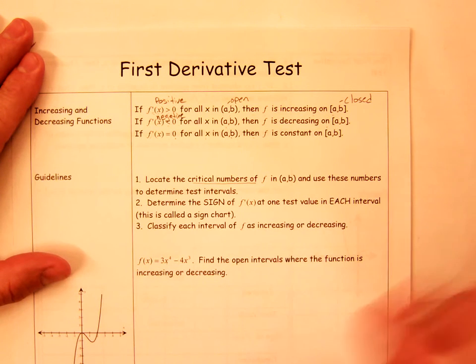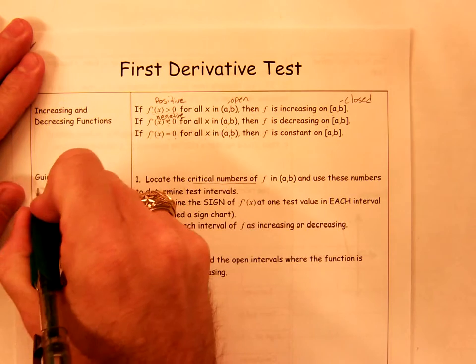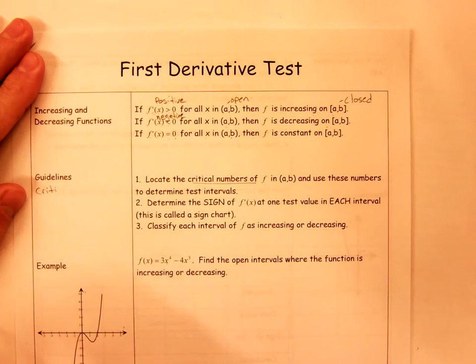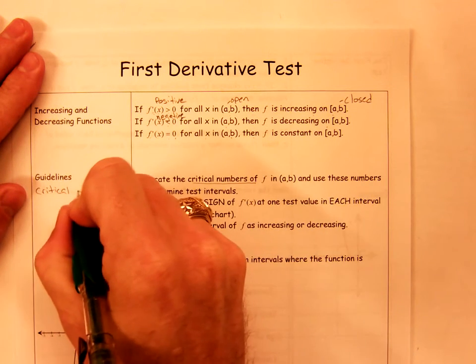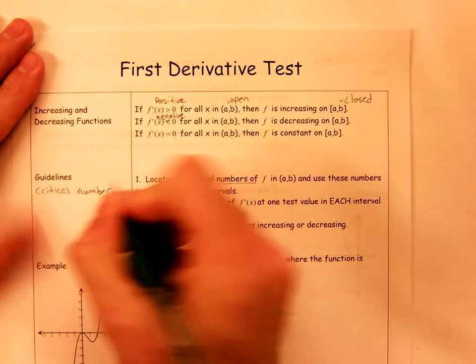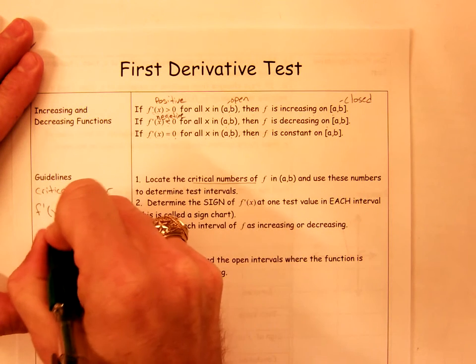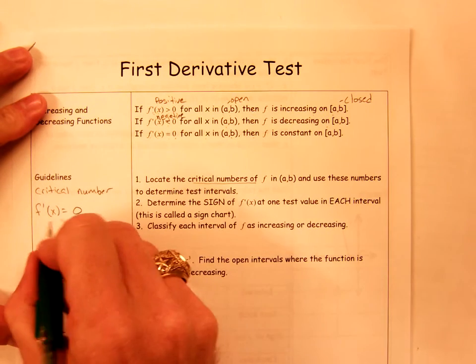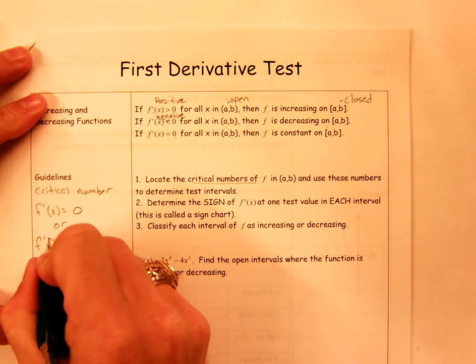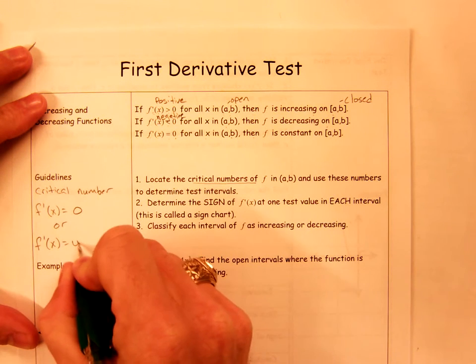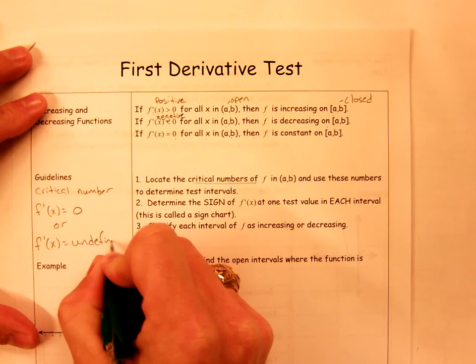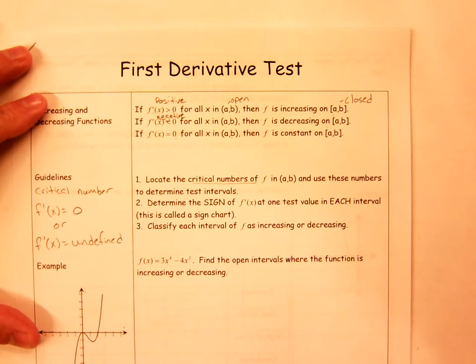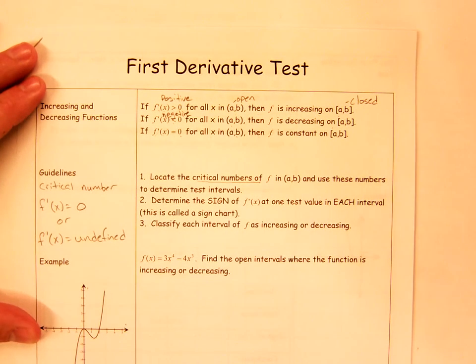Okay, so a critical number is where the derivative is equal to 0, or where the derivative is undefined. Okay? So those are guidelines for finding critical numbers.